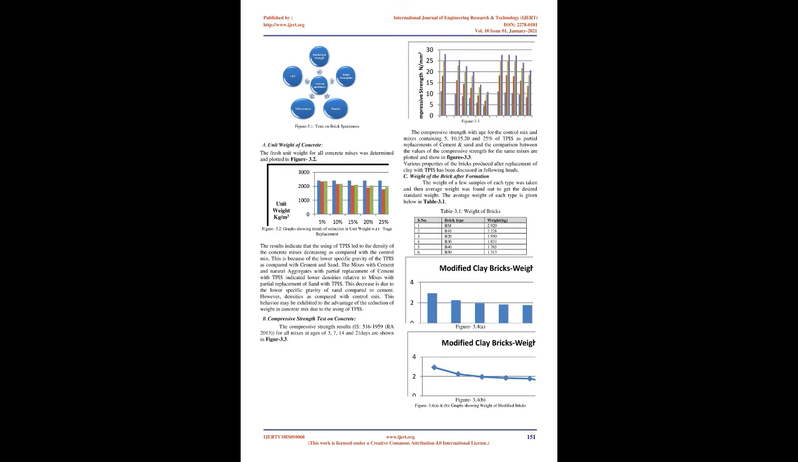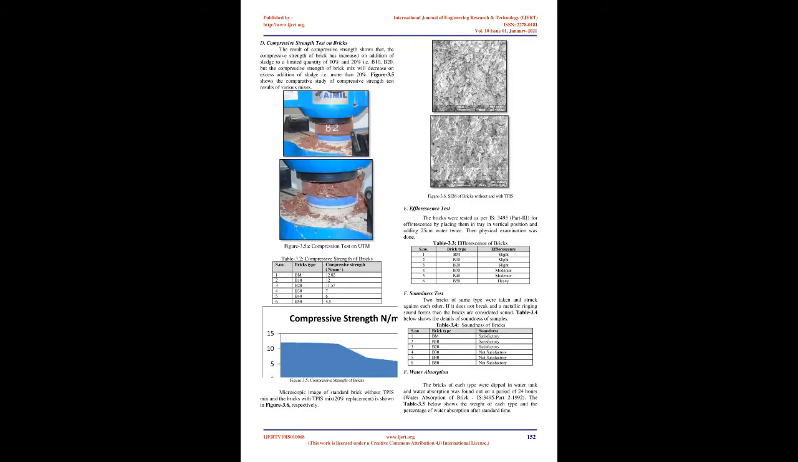D. Compressive strength test on bricks. The result of compressive strength shows that the compressive strength of brick has increased on addition of sludge to a limited quantity of 10% and 20%, i.e. B10, B20. But the compressive strength of brick mix will decrease on excess addition of sludge, i.e.